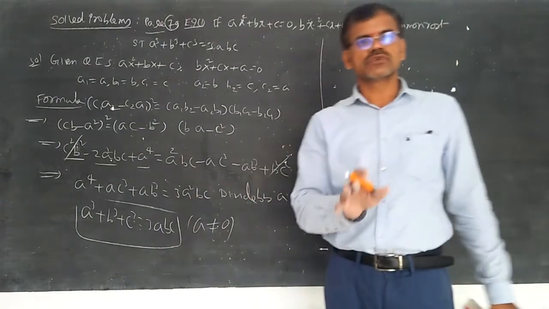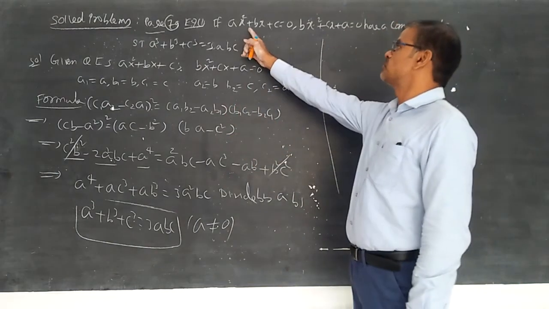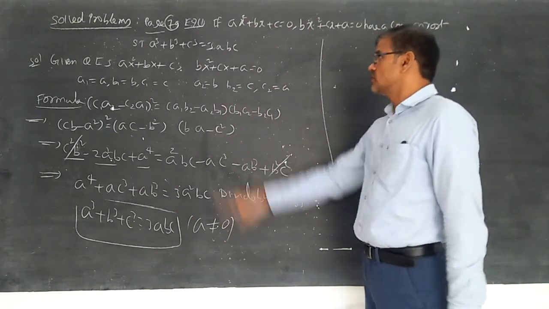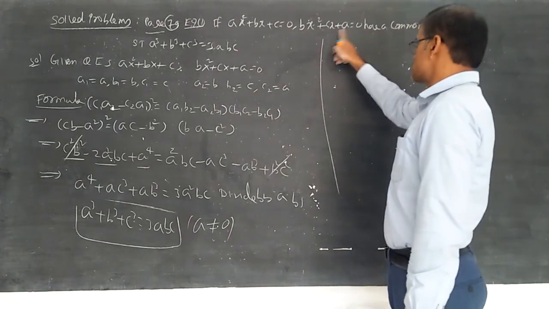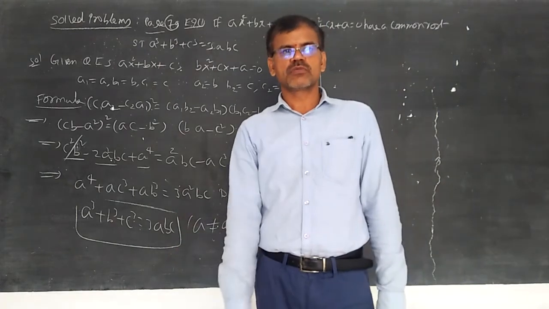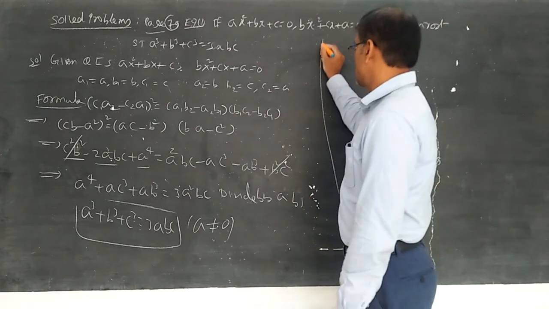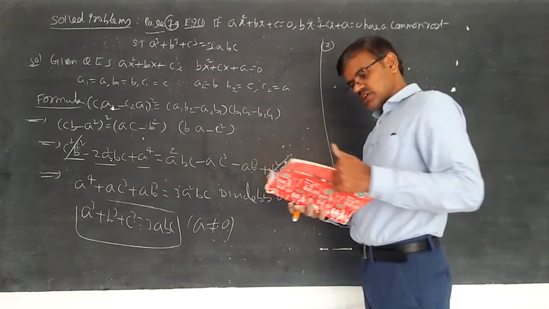Students, if the same question arises as an objective question, then what is the way? Simply put the shortcut: A plus B plus C equal to 0. Whenever A plus B plus C equal to 0, we know very well that A cube plus B cube plus C cube equal to 3ABC. It is the 8th class formula.